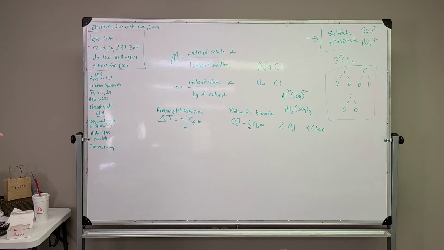If it's not an ionic compound, if it's a covalent compound, for the i, just assume it's 1, because it's contained as a single molecule. Any other questions?